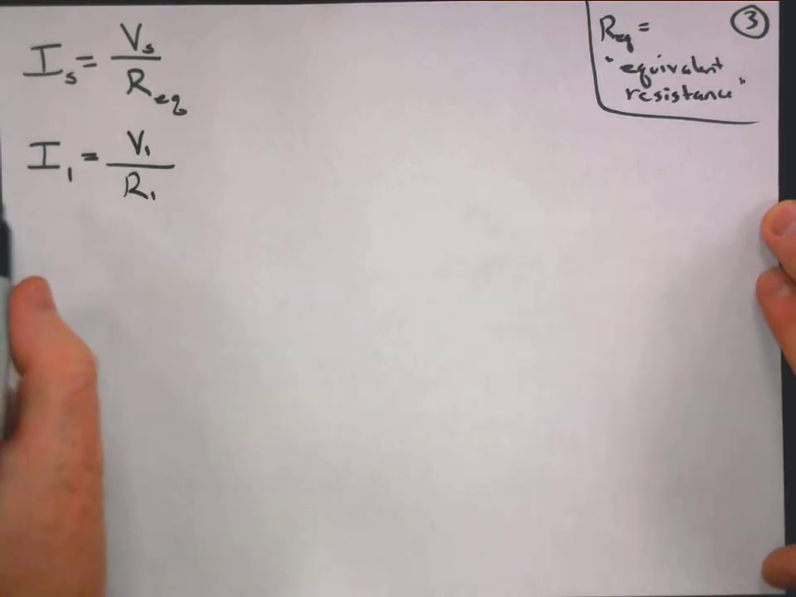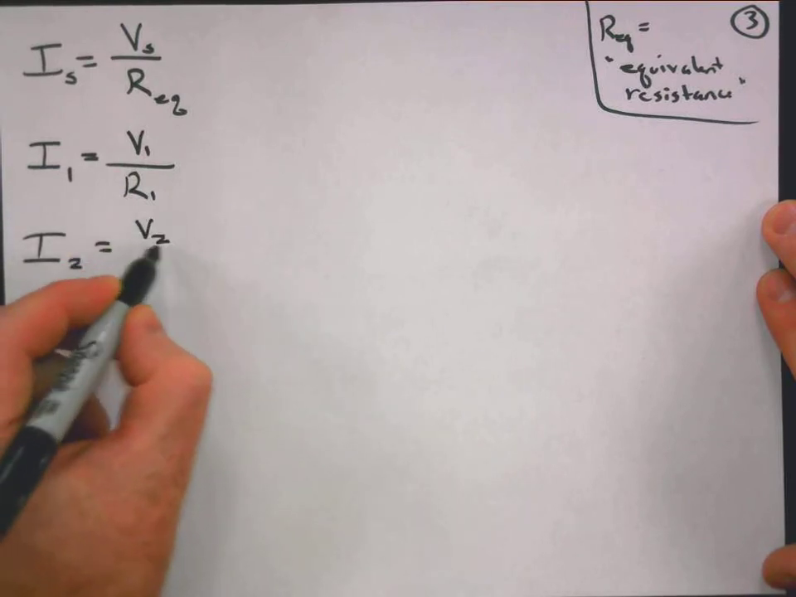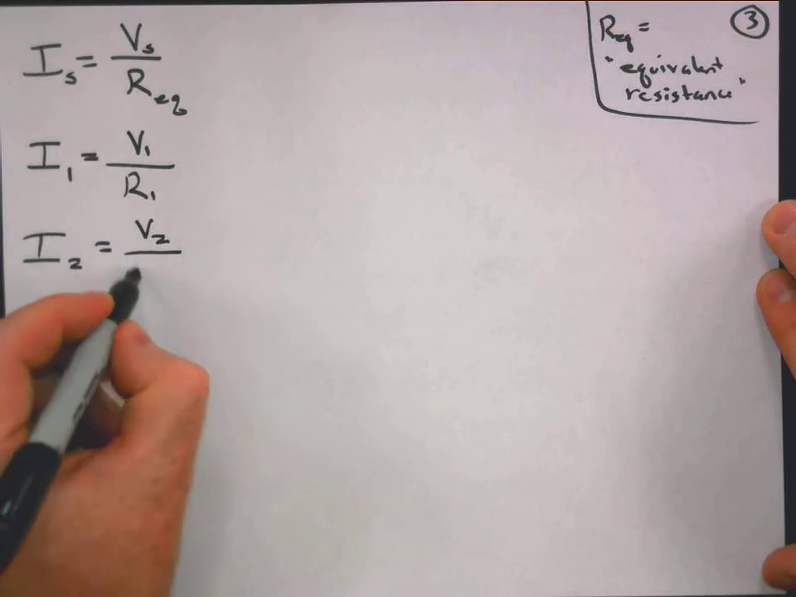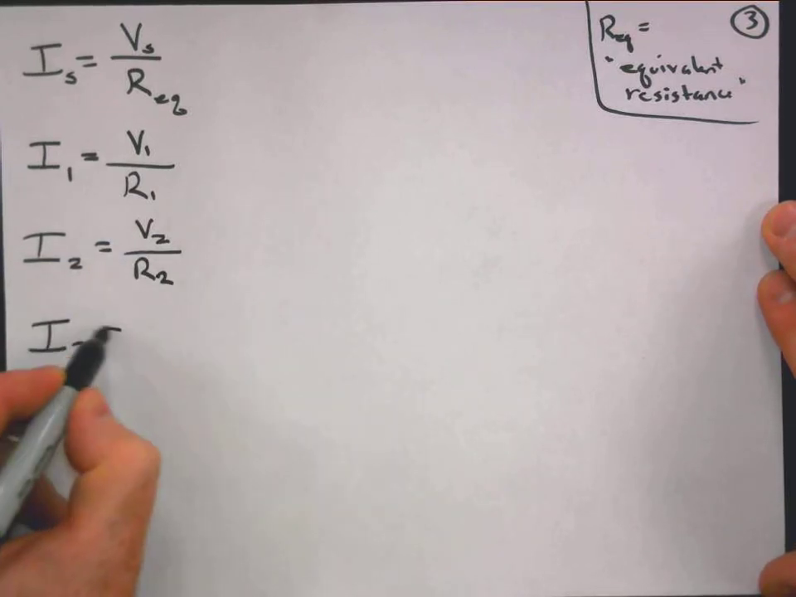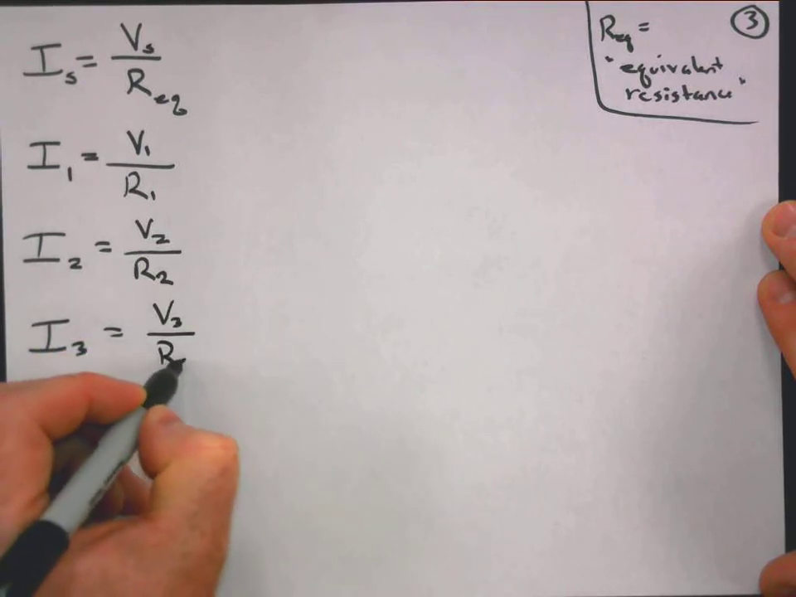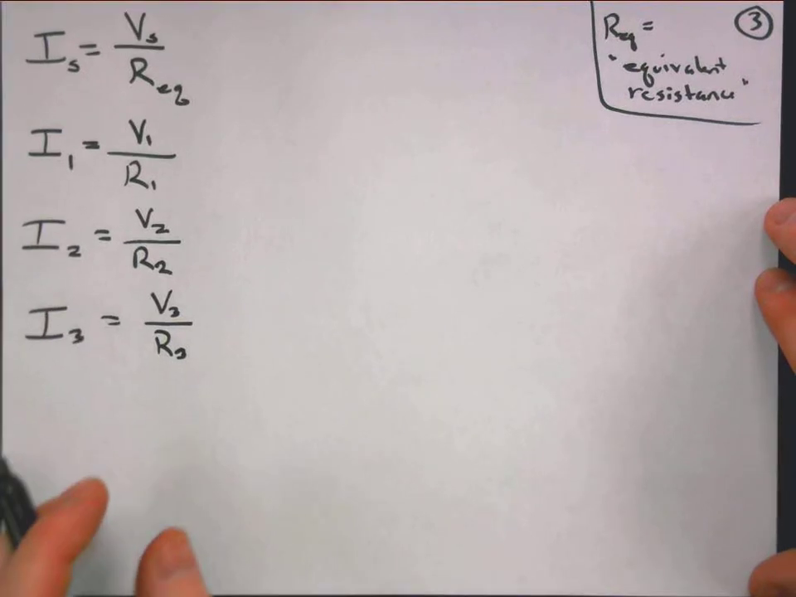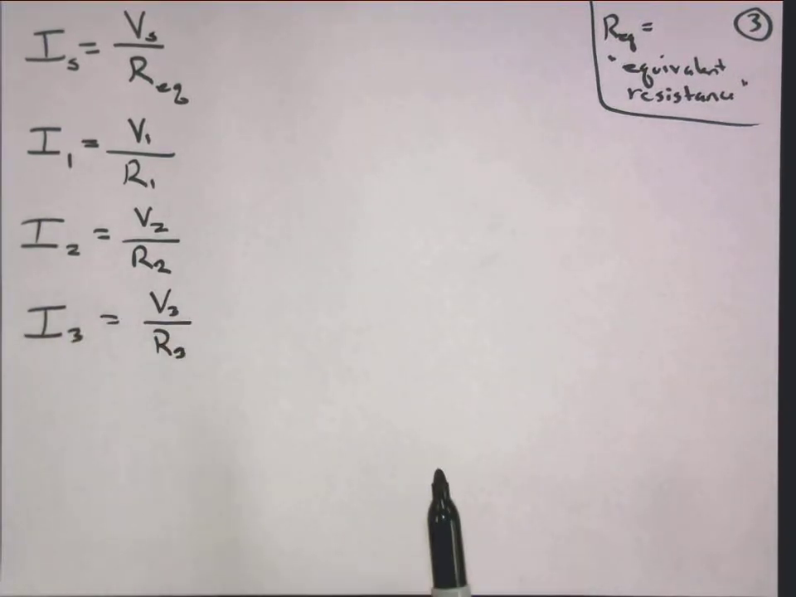I can also write the current through resistor 2 is equal to the voltage drop across resistor 2 divided by the resistance of resistor 2. And same thing with resistor 3, and the same thing for any number of resistors hooked up in parallel. So I have these relationships that Ohm's law provides for me. Very cool. There's something else though.